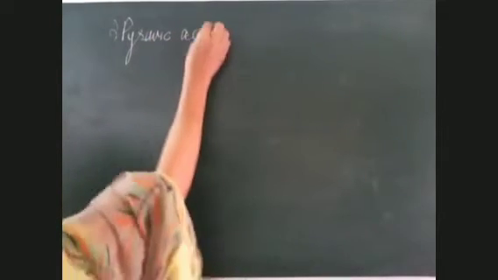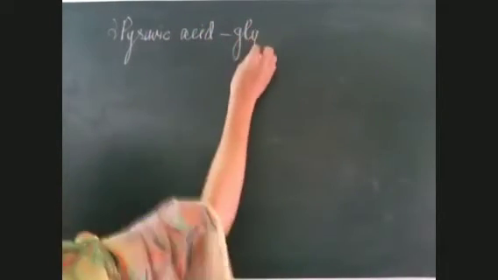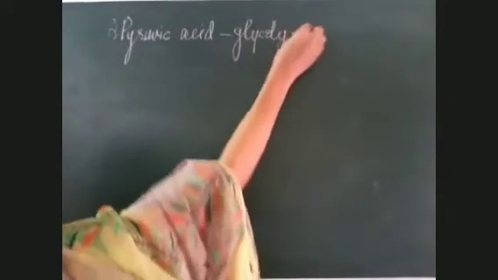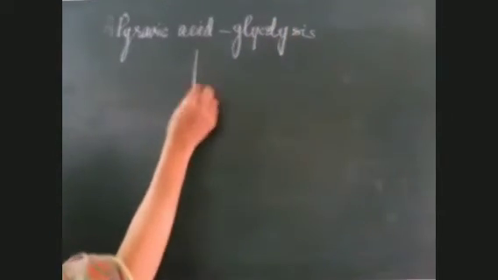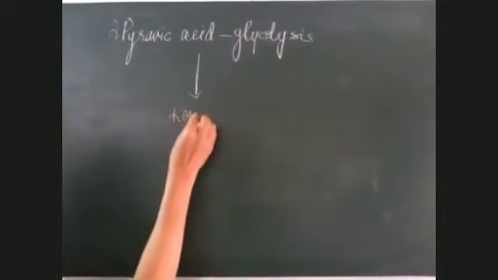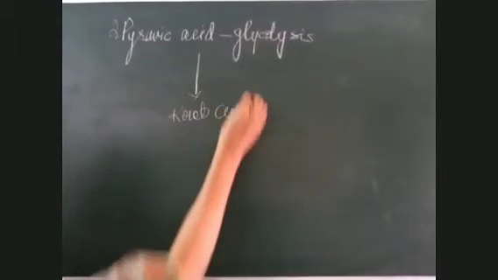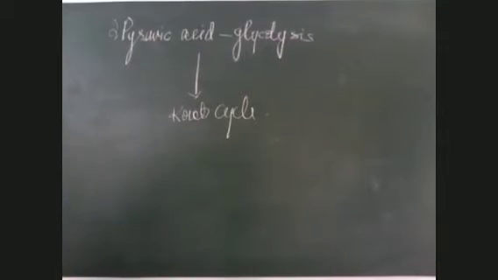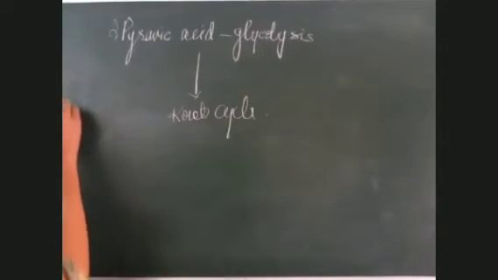And children, in the Krebs cycle, what I taught you is that the two pyruvic acid molecules which are formed as a result of glycolysis enter the Krebs cycle in aerobic respiration. In which respiration? Aerobic respiration.